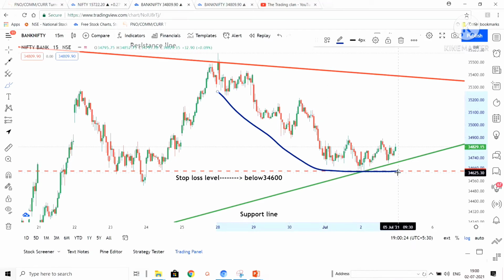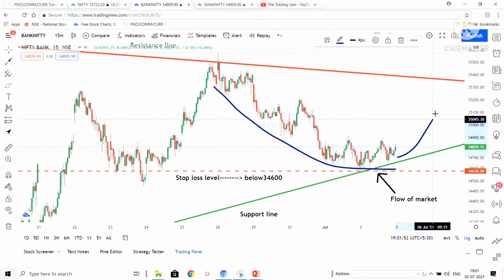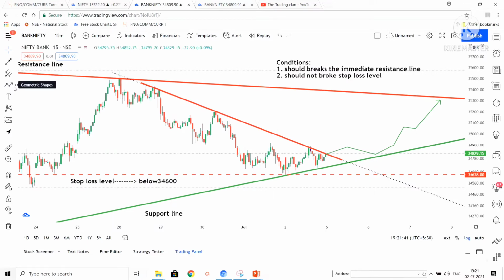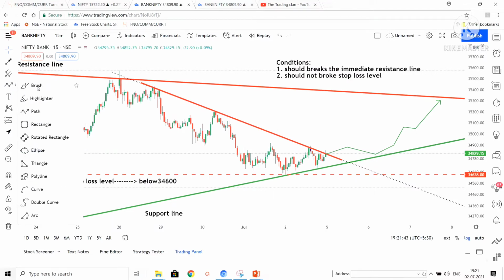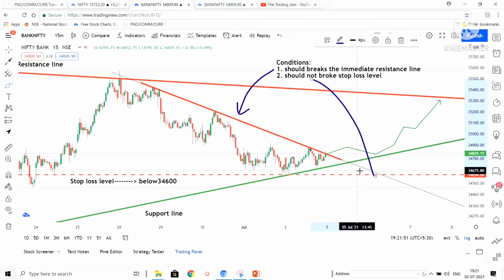So the downfall has already completed and I see the consolidation, and further looking for upside movement. Here there are two conditions that should be met, then we can look for uptrend. The first condition is the immediate resistance line should break out, and the second condition is the market should not go below this stop loss level.